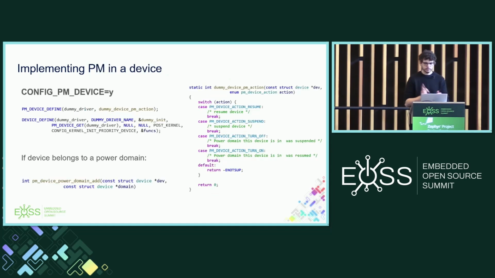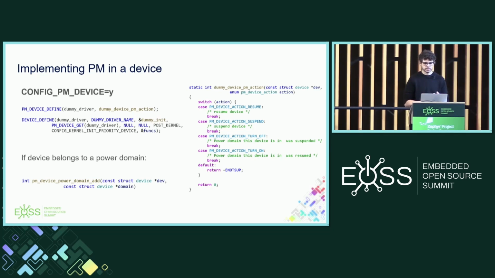Okay, so to implement power management on a device, the very first thing to do is to implement the action callback. This callback can be called to suspend or resume the device when the system is idle, or when doing device runtime power management. If the device is part of a power domain, it will also be called when the domain is suspended or resumed.